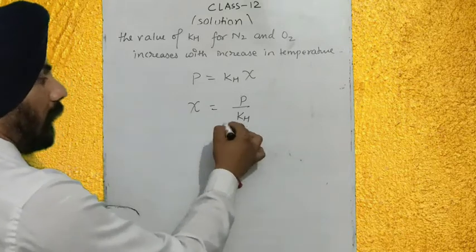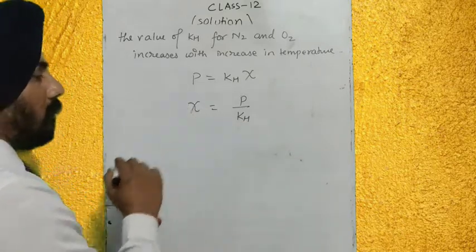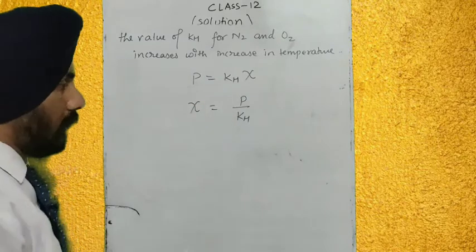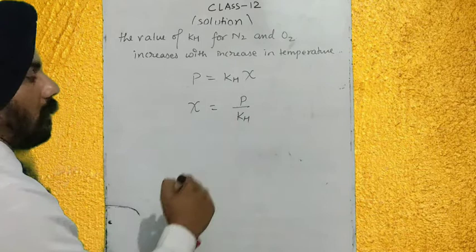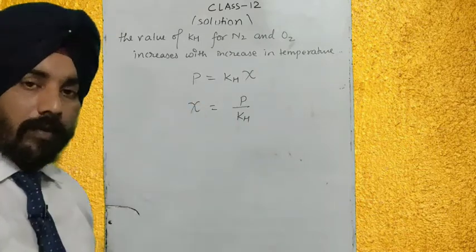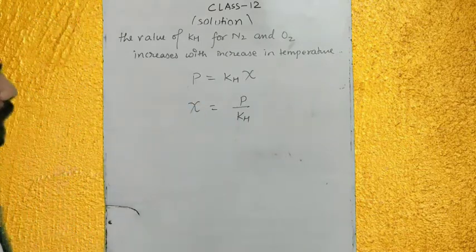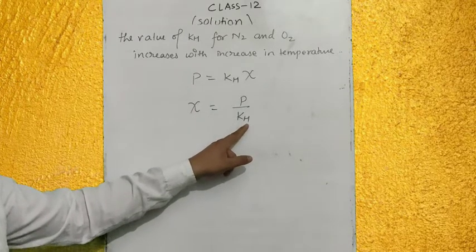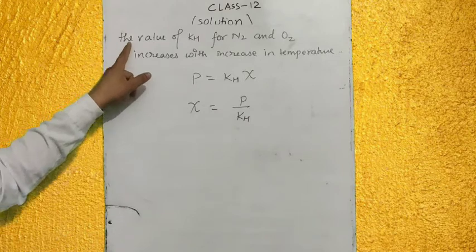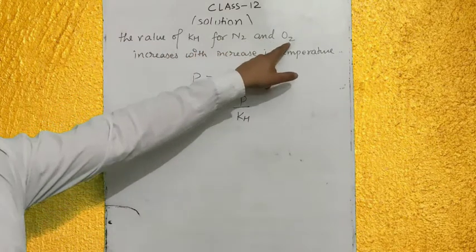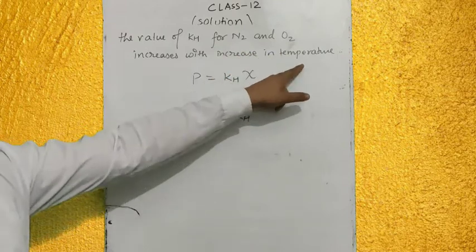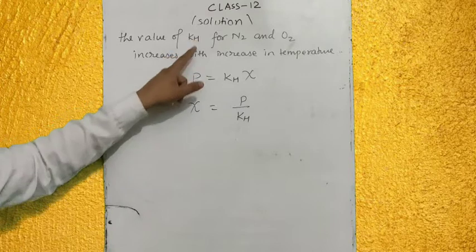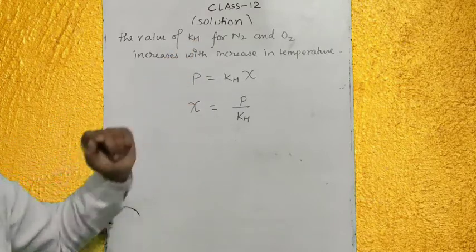That means more the value of KH, less will be the value of mole fraction, less will be the solubility, we can consider it as, and less is the value of KH, more will be the solubility. So solubility depends upon the value of KH, and here we have written the value of KH for nitrogen and oxygen is increasing with increase in temperature. If the value of KH is increasing with temperature, that means solubility is decreasing.